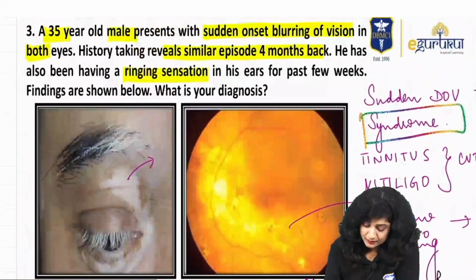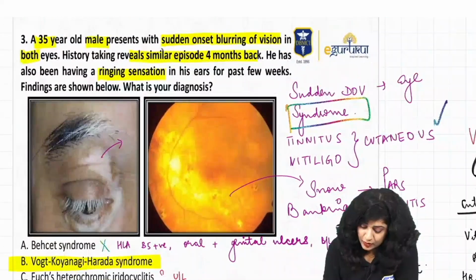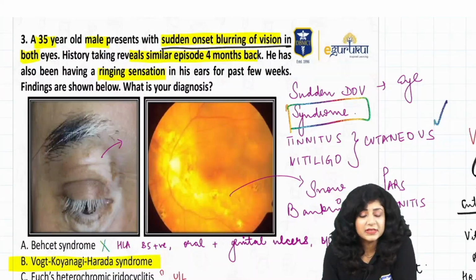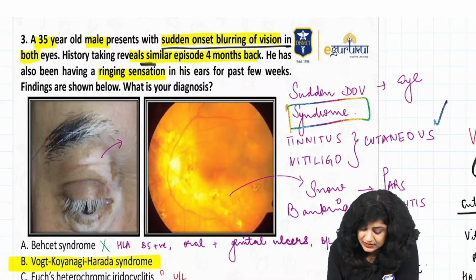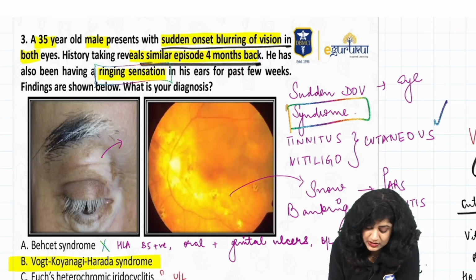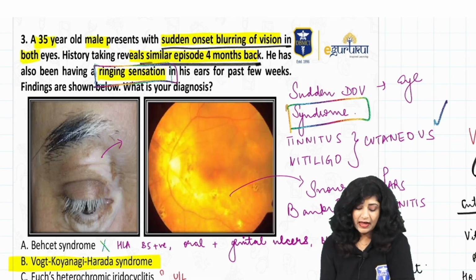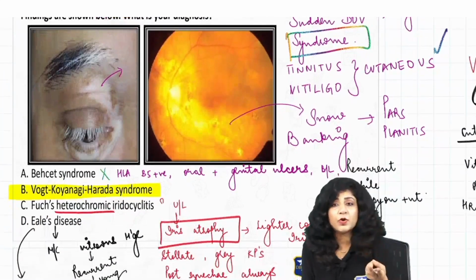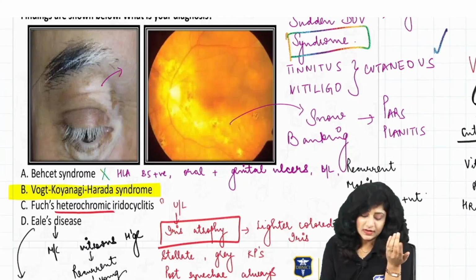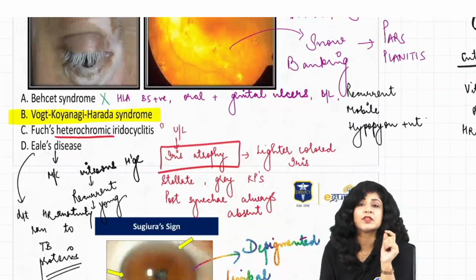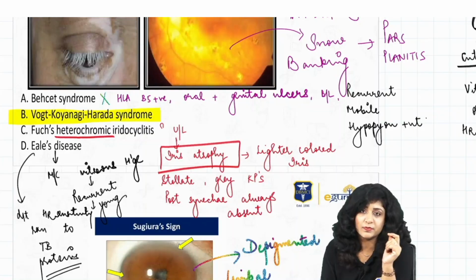So here I am having sudden onset of blurring of vision. Now that can happen in vitreous hemorrhage, but we are having similar episodes 4 months back. We are also having a ringing sensation, that is tinnitus. We are not going to have tinnitus in Eales disease, and we are not going to have vitiligo also. We are not going to have pars planitis. Therefore the answer to this question is Vogt-Koyanagi-Harada syndrome, right?